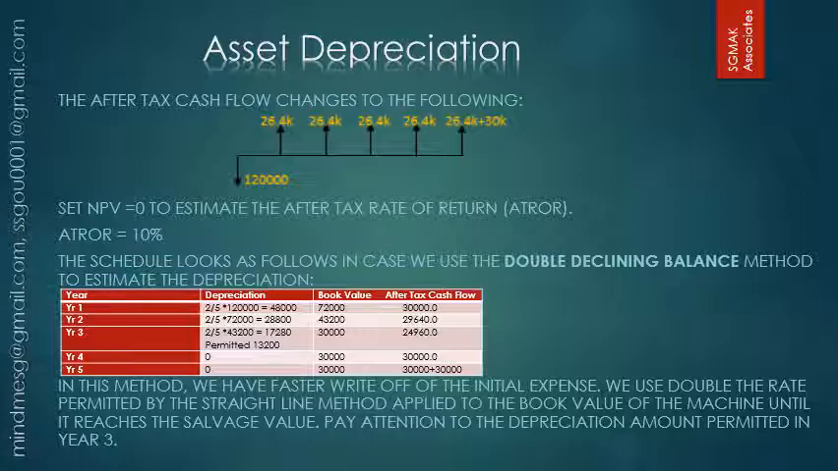So we have the corresponding after-tax cash flow for year 3, $24,960, and years 4 and 5 are 30,000 again, and you see an additional 30,000 in year 5, which is the salvage value. So in this method, we have a faster write-off of the initial expense. We use double the rate permitted by the straight line method, applied to the book value of the machine until it reaches the salvage value. And like I said, pay attention to the amount in year 3. You are not allowed to depreciate below the salvage value of the machine.